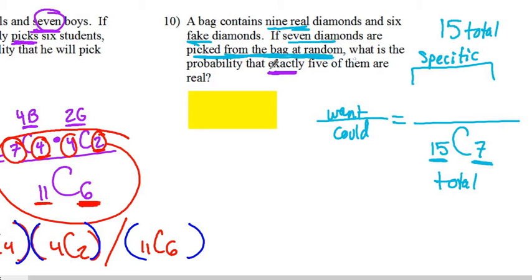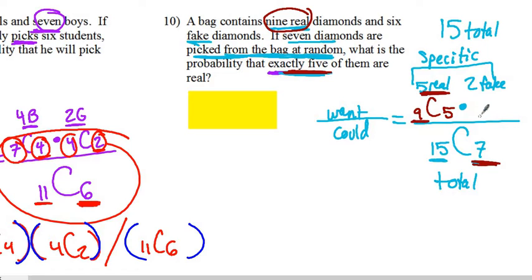All right, what's happening on the top? We want to know the chance of exactly 5 being real. And keep in mind, we're picking 7 total diamonds, so if 5 of them are real, well, we need 7 in total. That must mean there's 2 other diamonds, and what do those have to be? Those have to be fake. So we need to think about how that could happen. Alright, so how could the 5 real be picked? Well, there are 9 total real diamonds, and we are choosing 5 of them. Okay, because that's what this says, choose exactly 5.